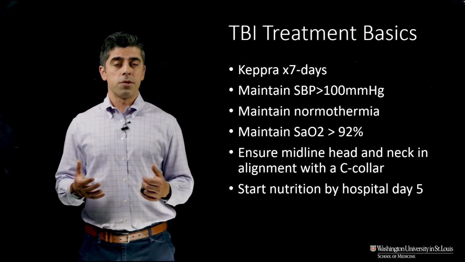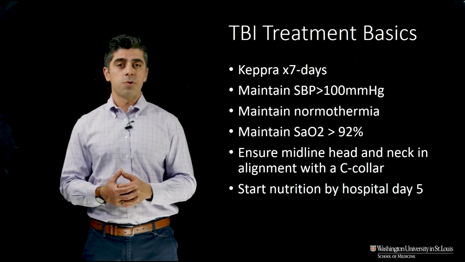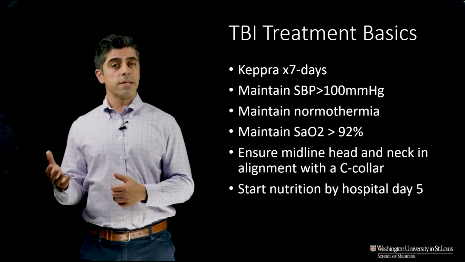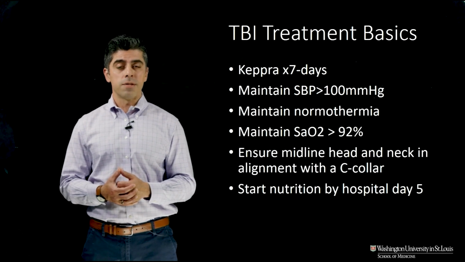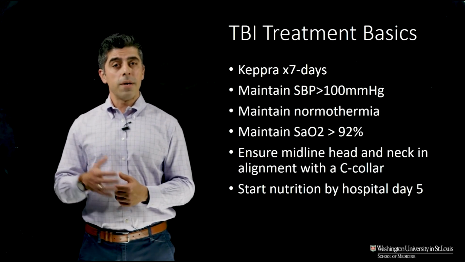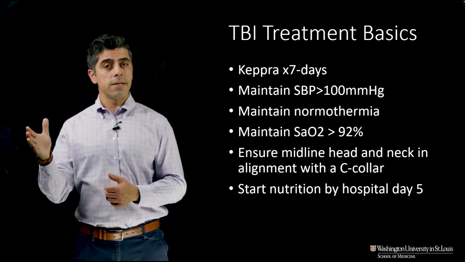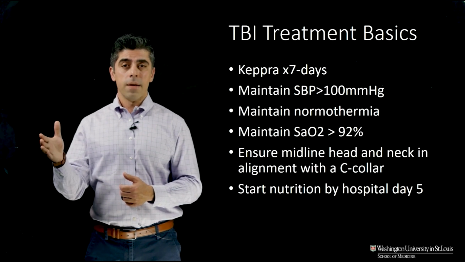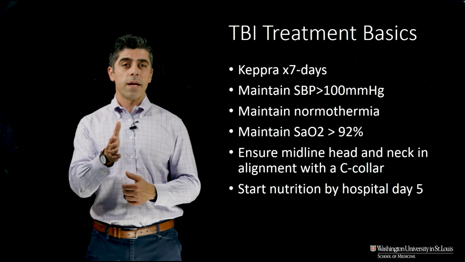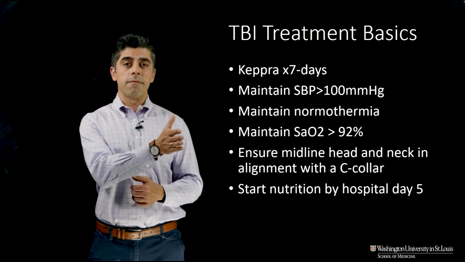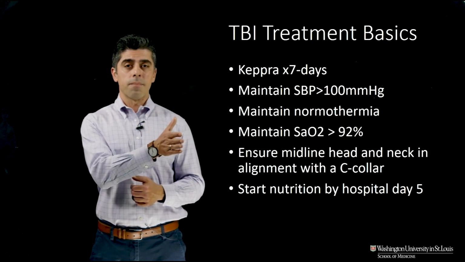How do we treat TBI patients? Some of the basics of TBI treatment include prophylaxis with Keppra for 7 days, and this is because of the incidence of seizures in TBI patients. TBI patients can have seizures at the ictus of injury, so right when they hit their head, they can have a seizure. They can have seizures early that occur in the first 7 days, or they can have seizures in a late phase, and this is after 7 days.